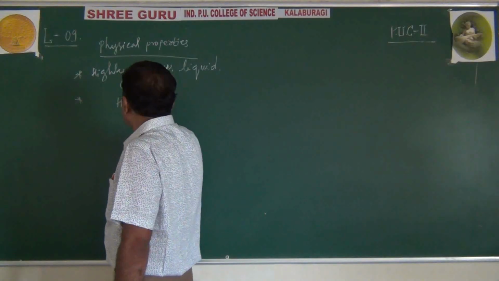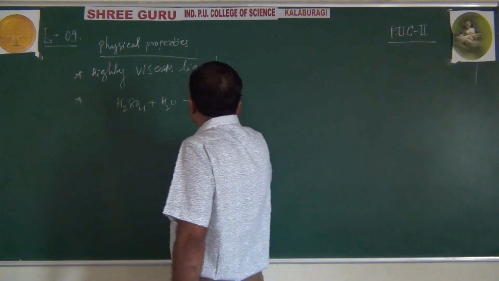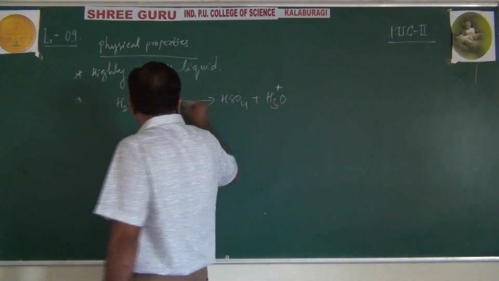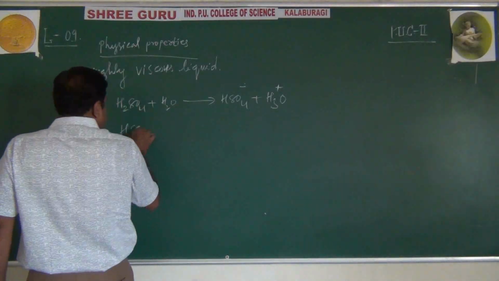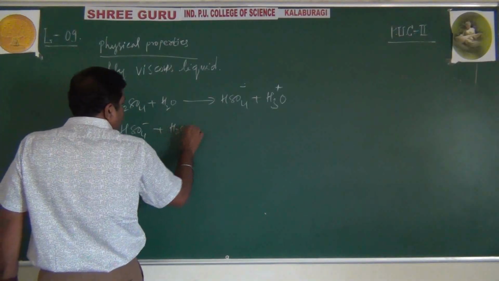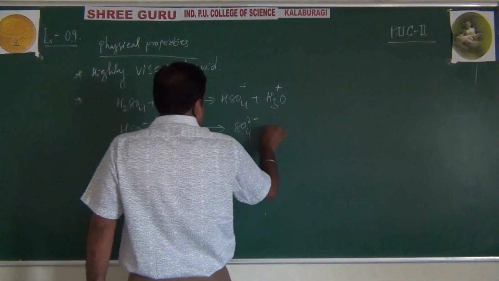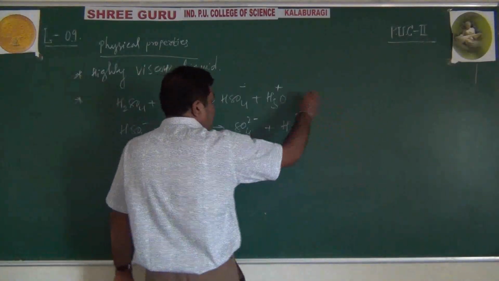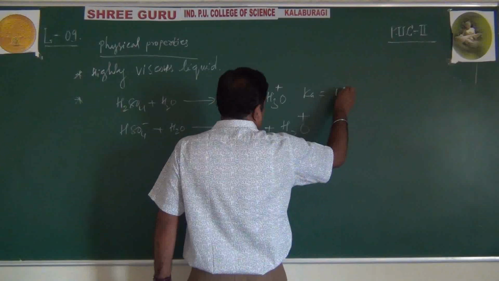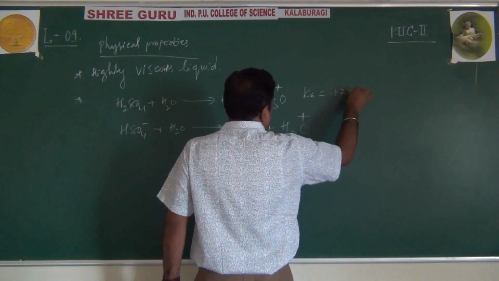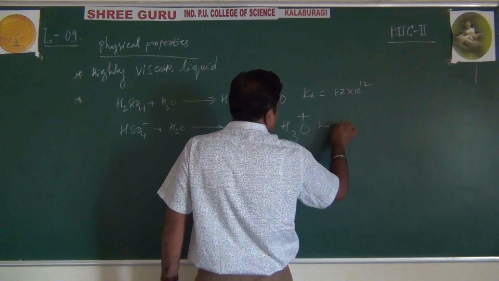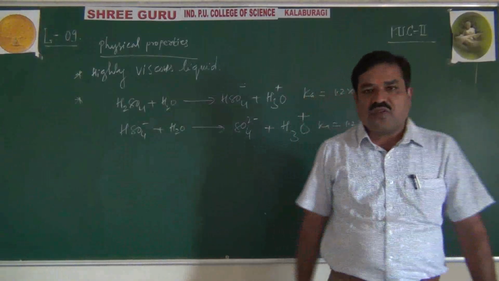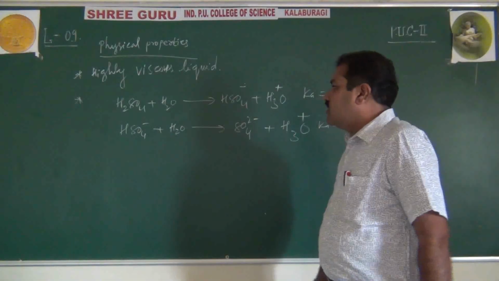When dissolved in water it forms HSO4- and H3O+. Remember, hydronium ion and bisulfate ion. Further, this bisulfate ion gives in water sulfate SO4 2- and H3O+. Here the Ka value is very high, 1.2. Higher the value of Ka, stronger the acid.